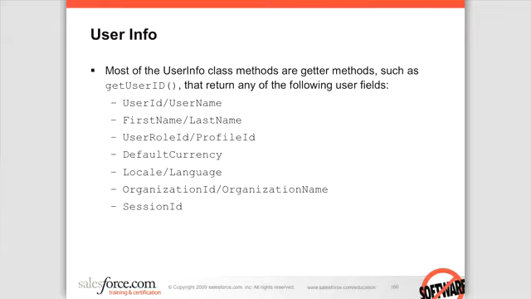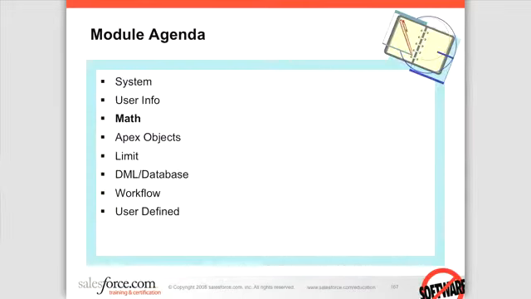Here's our user info. We talked about this, so we can access things like the user ID, the associated role ID, the profile ID, what the default currency is set to, and locale. In other words, where is this person from? We can use this for multilingual applications.